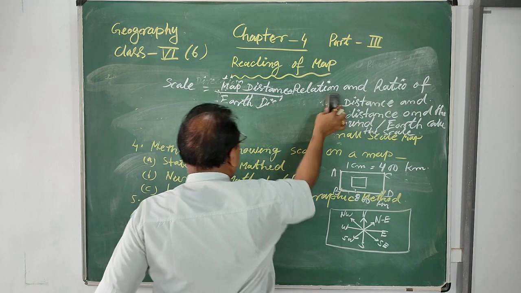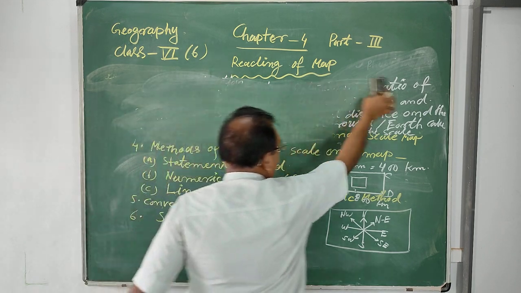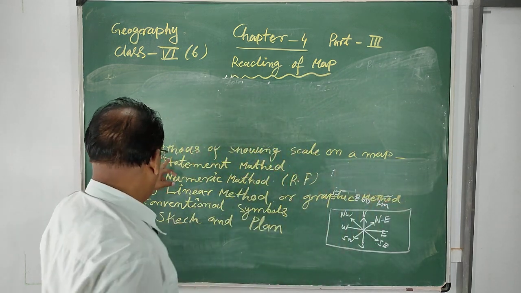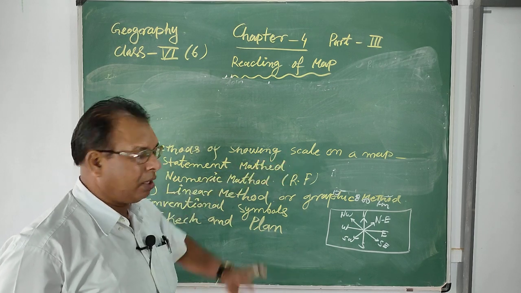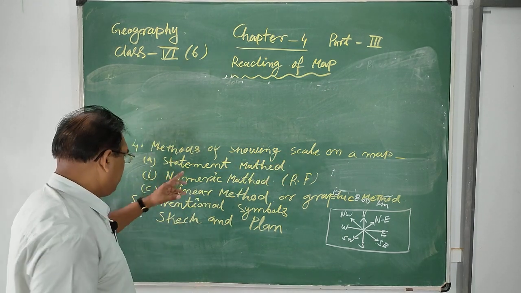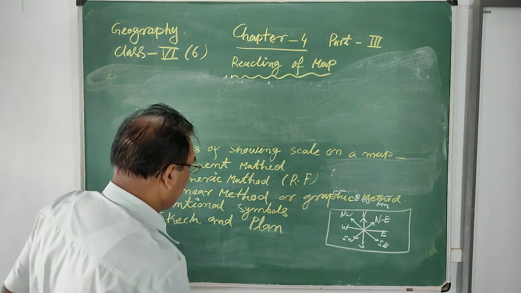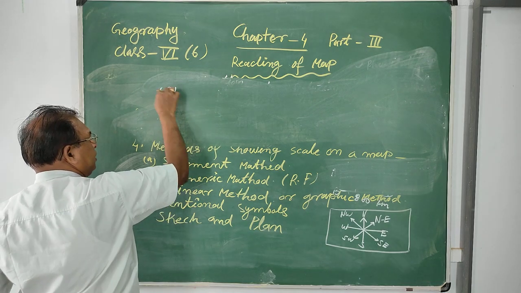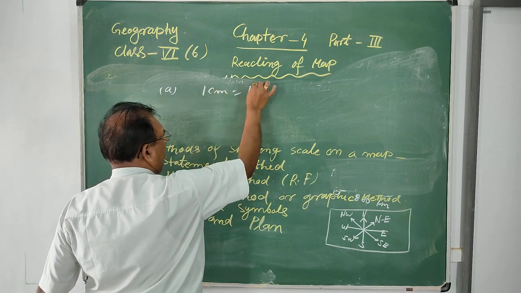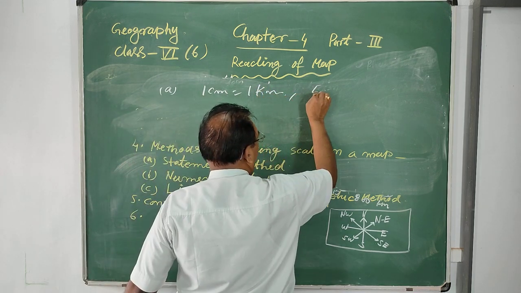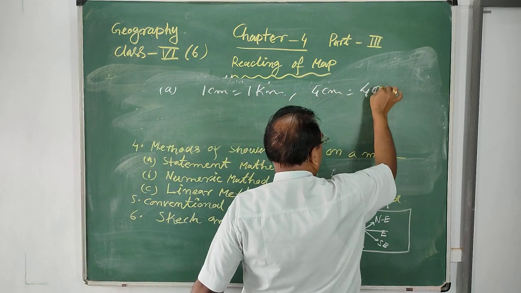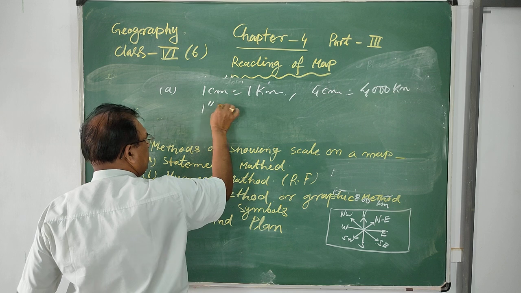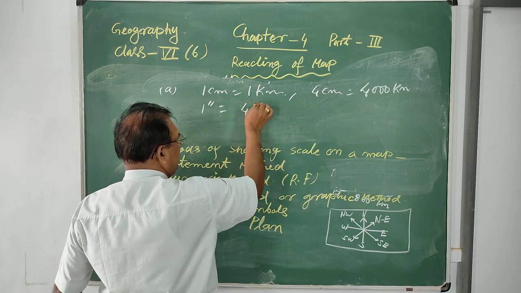Now you will also learn about the methods of showing scale on the map. First is the statement method. Statement method means you can give a statement for the map. Suppose that 1 cm is equal to 1 km, or 4 cm is equal to 4,000 km, or 1 inch is equal to 4 miles.